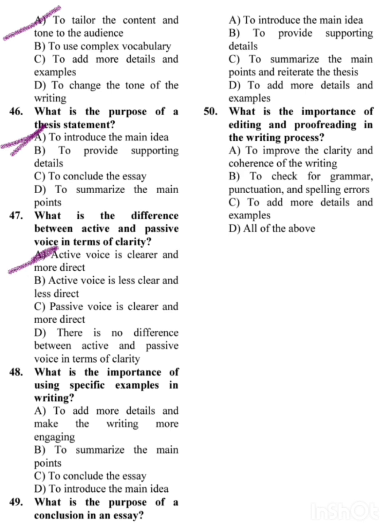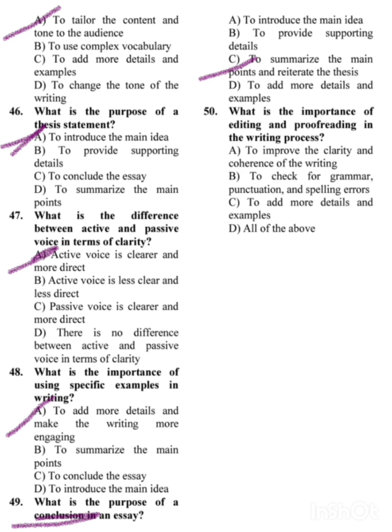Okay. What is the importance of using specific examples in writing? So why we have to use specific examples in writing? To add more details and to make the writing more engaging. Option A is the correct answer. Moving to the next question. What is the purpose of conclusion in an essay? The purpose of conclusion is to summarize the main points and reiterate the thesis. Option C is the correct answer.